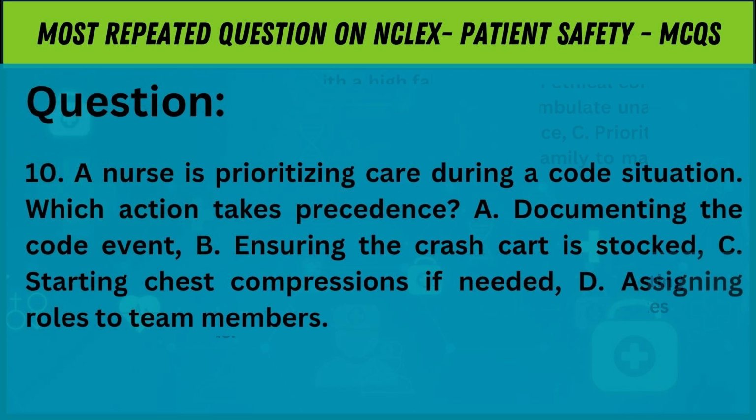10. A nurse is prioritizing care during a code situation. Which action takes precedence? A. Documenting the code event. B. Ensuring the crash cart is stocked. C. Starting chest compressions if needed. D. Assigning roles to team members.